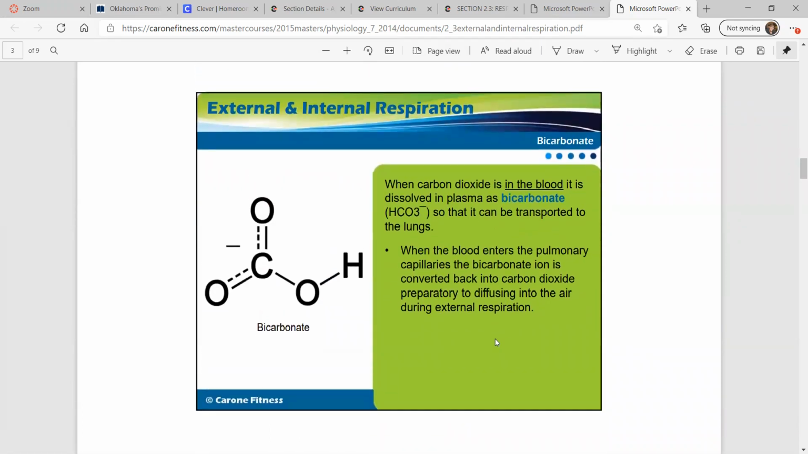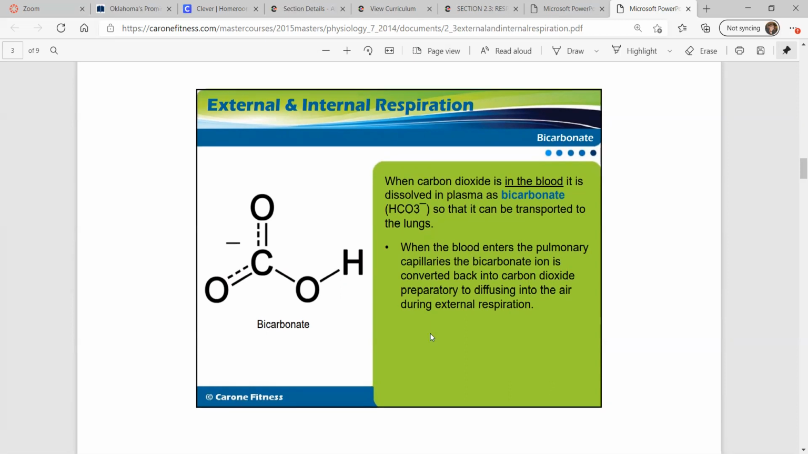When CO2, or carbon dioxide, is in the blood, it is dissolved in plasma as bicarbonate. Bicarbonate looks like this. And it does that so it can be transported to the lungs. When the blood enters the pulmonary capillaries, the bicarbonate ion is converted back into CO2. And this is before, so preparatory to diffusing into the air during your external respiration.